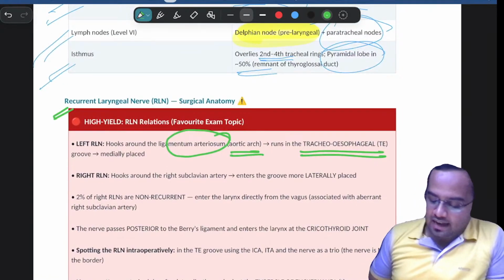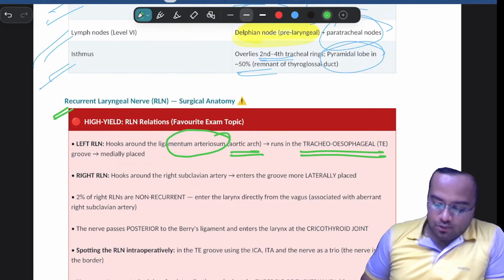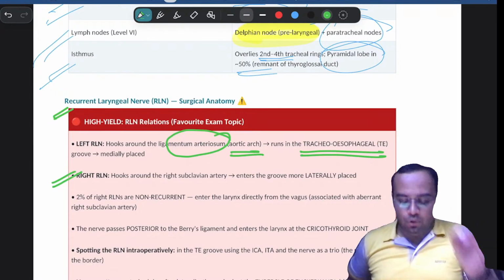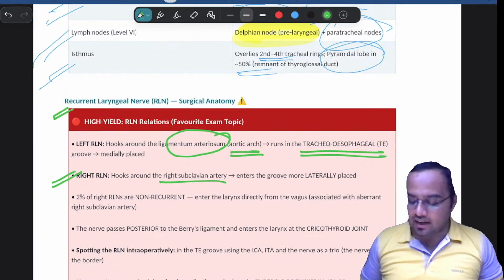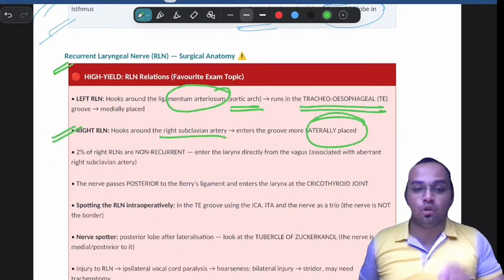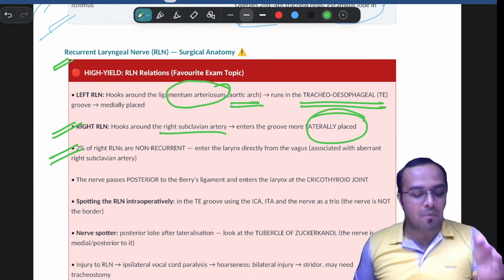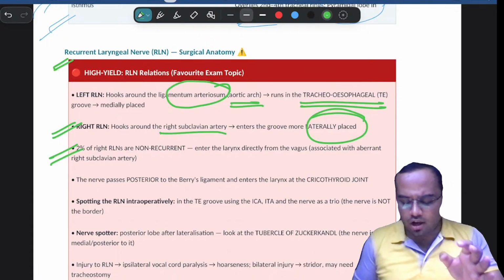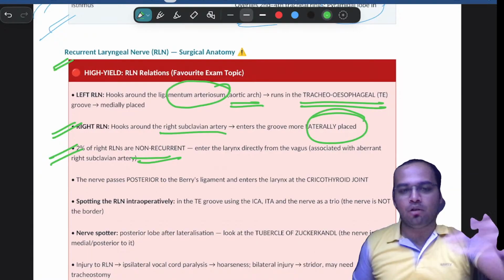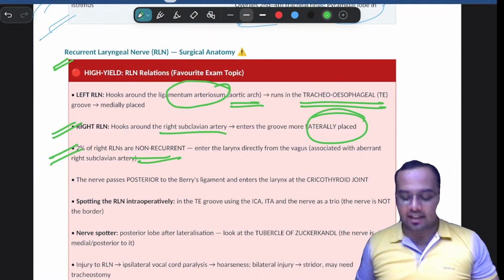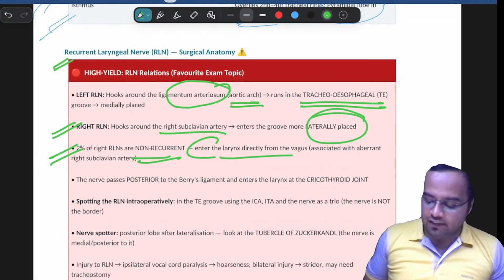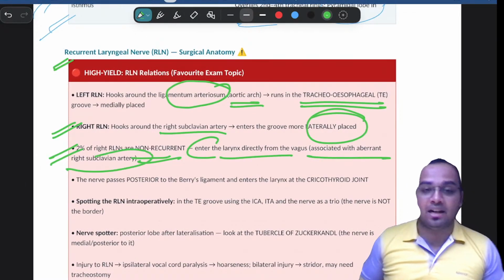So the left recurrent laryngeal nerve runs in the tracheo-oesophageal groove. The right recurrent laryngeal nerve hooks around the right subclavian artery and enters the groove more laterally. In my notes I have also mentioned importantly that 2% of right recurrent laryngeal nerves might be non-recurrent. The branch comes off high up from the vagus and goes directly, so it will not cause any type of recurrence. It enters the larynx directly from the vagus nerve and is associated with an aberrant right subclavian artery.